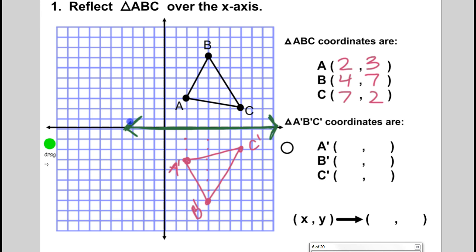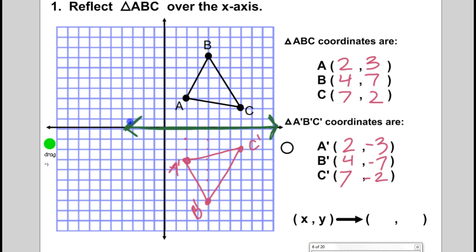Okay, so Lillian, what are the coordinates of A prime? Come over your paper. A is 2, 3. What's A prime? Oh, it's 2. Awesome. DJ's not here. Haley, what's B prime? What are the coordinates of B prime? Absolutely. And Araceli, C prime. Thank you, Trent.